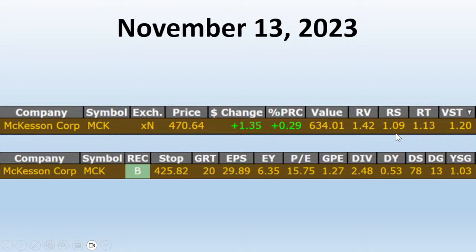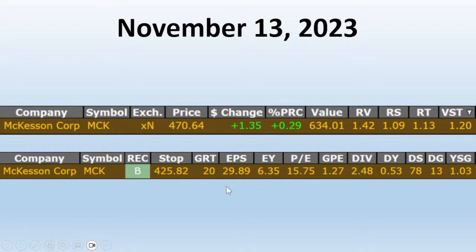It's a relatively safe investment. We're looking at an RS value of 1.09. So things like consistency and predictability of earnings and low debt to equity ratio and high sales volume, all of those factors go into relative safety. So with an RS of 1.09, it's pretty good on a 0 to 2 scale.